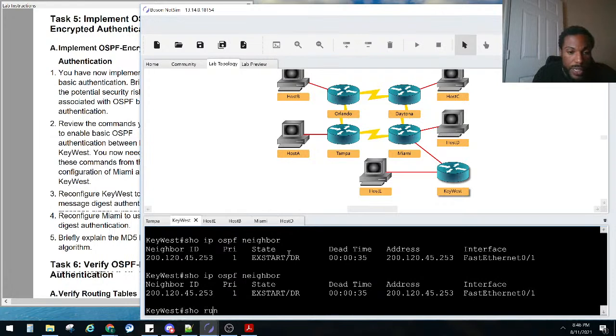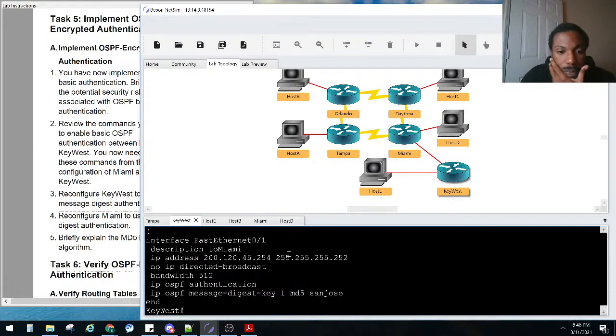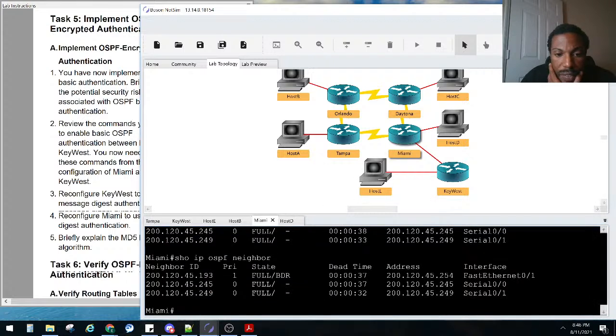Let's see. Show run interface FA0/1. What did we set up? We have authentication, message digest key 1. This is to Miami. And Miami, do we have the same thing over there? What's going on with Miami? Let's see. He said it says MD5 is better than SHA in terms of speed, but SHA is more secure. Oh, that's interesting. Probably stuck in ExStart. It is for some reason. Why is it stuck in ExStart though? That's a good question. Should we clear the process?